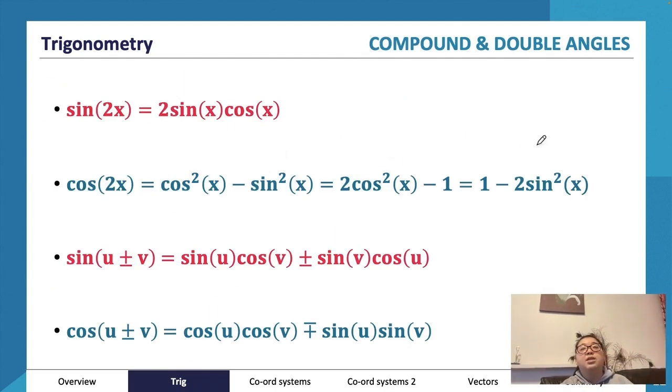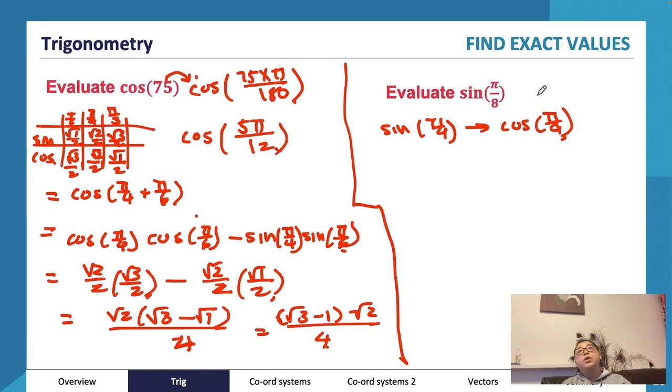As you can see here, there's a lot more rules for cos 2x compared to sine 2x. There's a lot more variation in rules, and you'll see that your cos 2x is often more helpful. So I'm going to use cos pi on 4 here, and I'm going to say cos pi on 4 is equivalent to cos 2 times my pi on 8.